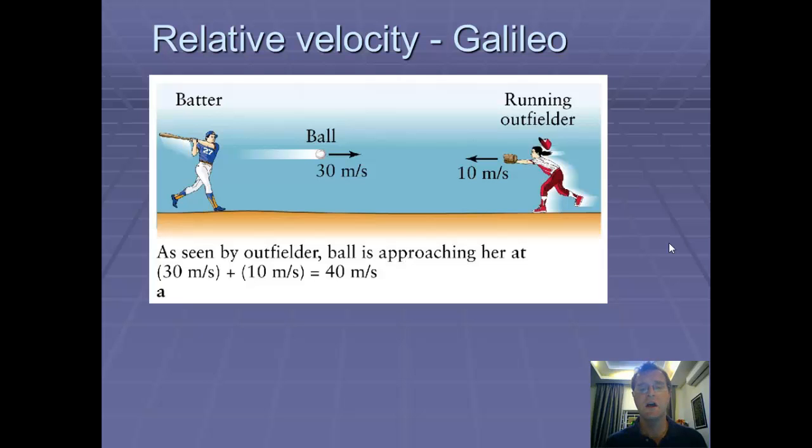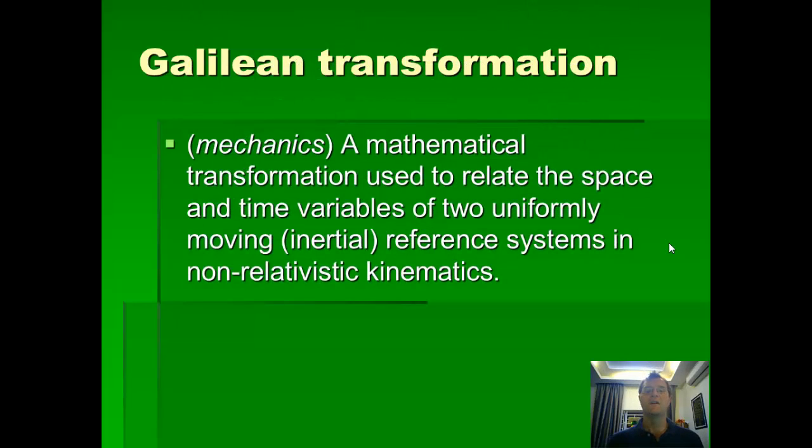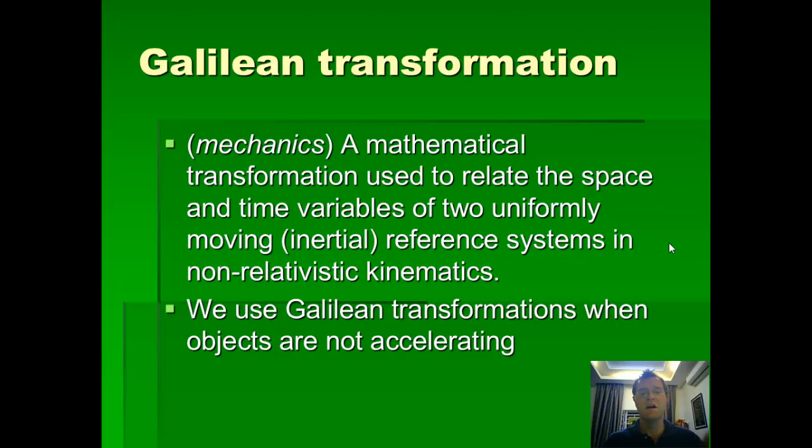Okay, so that seems an okay first step. So that is the idea of a relative velocity. Now, what we have now is what's known as a Galilean transformation. So, a mathematical transformation used to relate the space and time variables of two uniformly moving reference systems in non-relativistic kinematics. Okay. What that really means is when an object is not accelerating, okay, so that means two uniformly moving reference systems, so not accelerating systems, then we can use a Galilean transformation to work out the relative velocity between these two frames of reference.